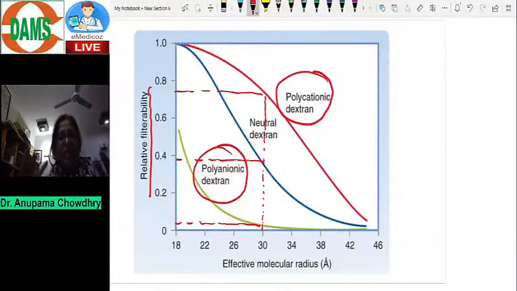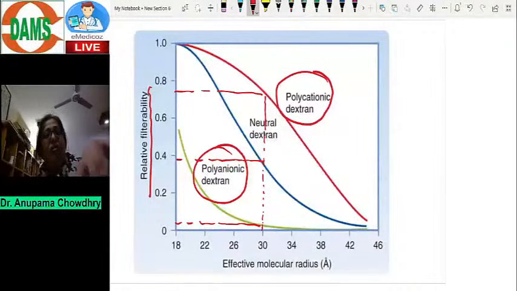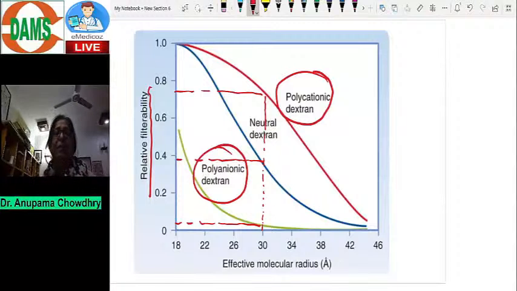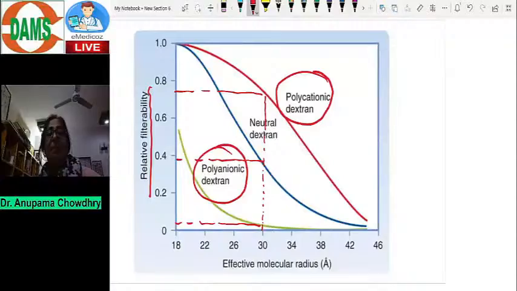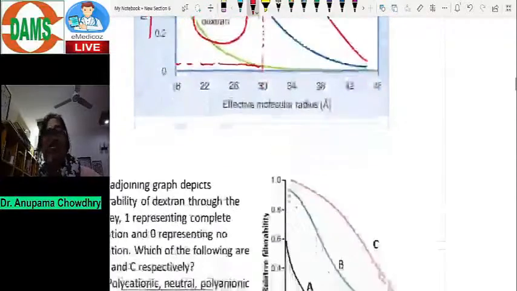So this is basically trying to tell you that even if you take three substances with the same effective molecular radius, the one which has a positive charge will be more easily filtered as compared to a neutral particle of the same size, and the least filterable will be a molecule with negative charge on the surface.